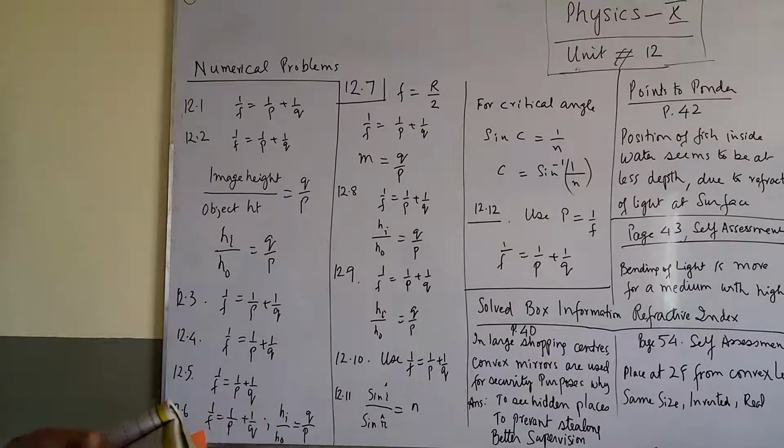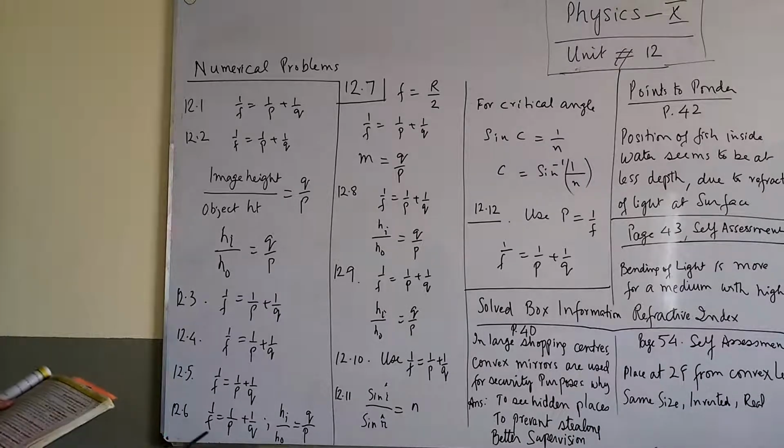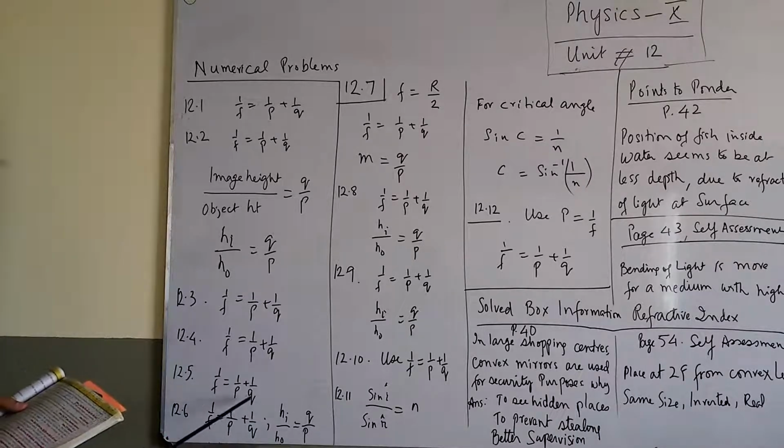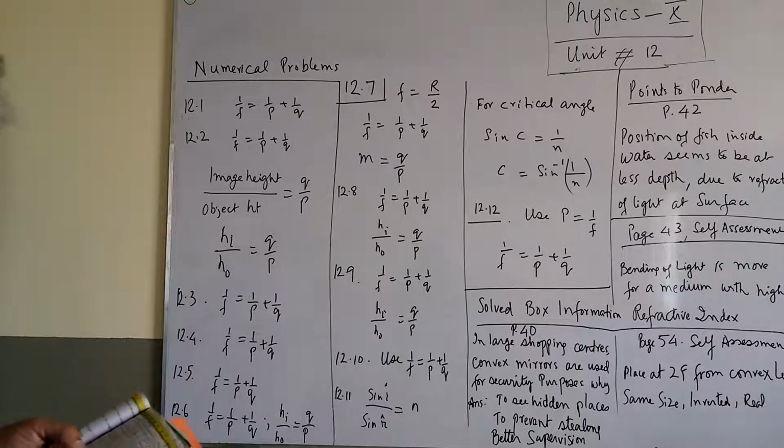12.5. An image of a statue appears to be 11.5 centimeters behind a concave mirror with focal length 13.5. Find the distance from the statue to the mirror. Again use this formula 1 over f is equal to 1 over p plus 1 over q.